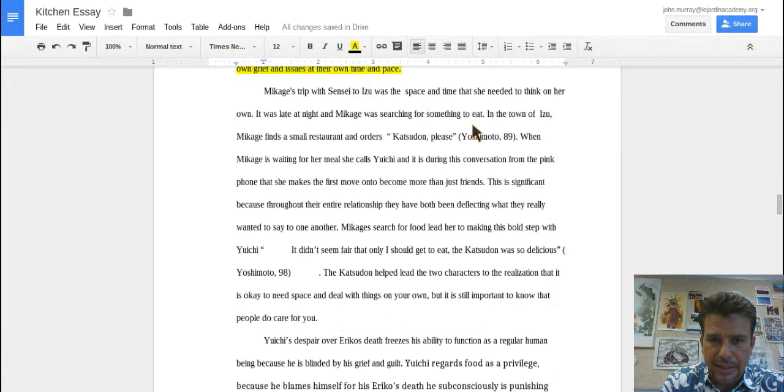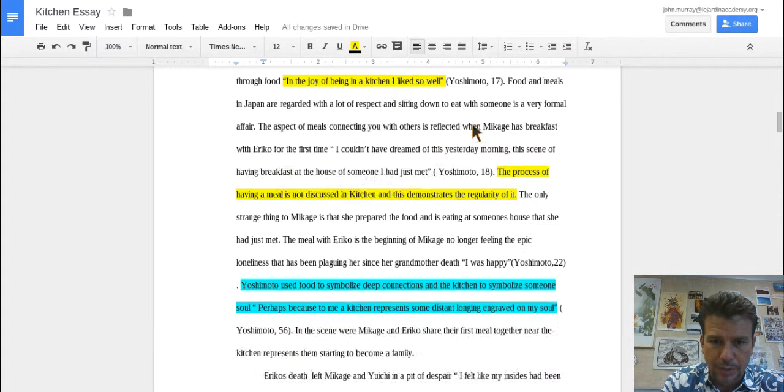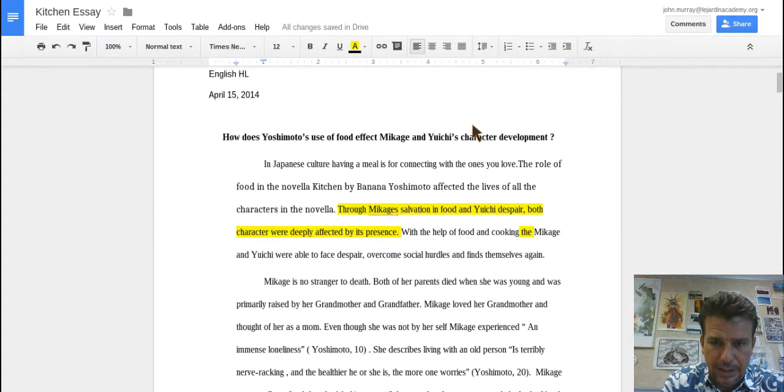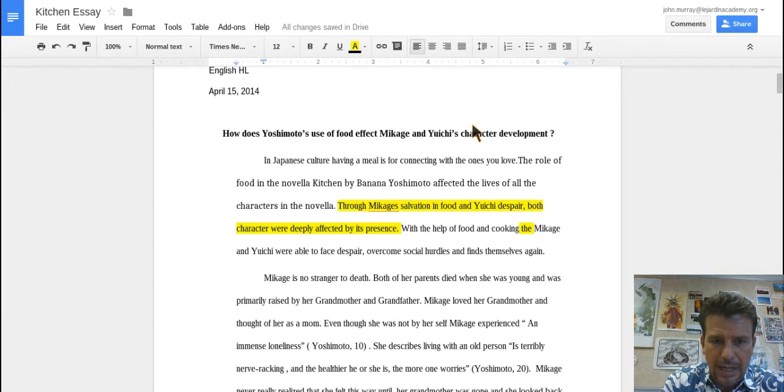So now to the essay. The essay is about the importance of food in Kitchen. And a couple of points that I'm just going to make right off the bat. Yellow is kind of a caution or take it out kind of highlight, maybe something to review. Green is good, and then blue is a combination of yellow and green. So there's something good in there for sure, but there's something that needs some tweaking.